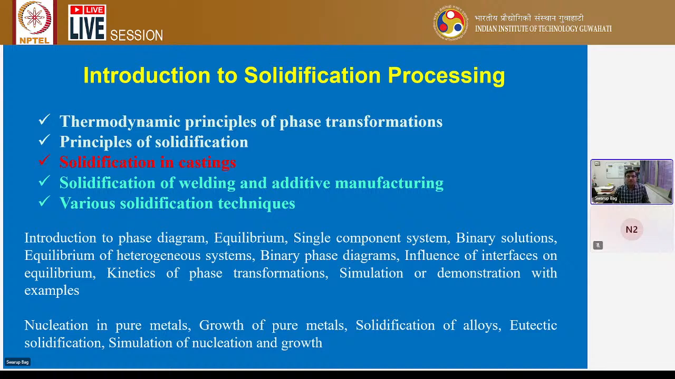So with respect to that, I hope up to this point we have covered the first two modules, the thermodynamic principle of the phase transformation as well as the principle of solidification. So I'll try to focus on some selective content in particular from these two modules.